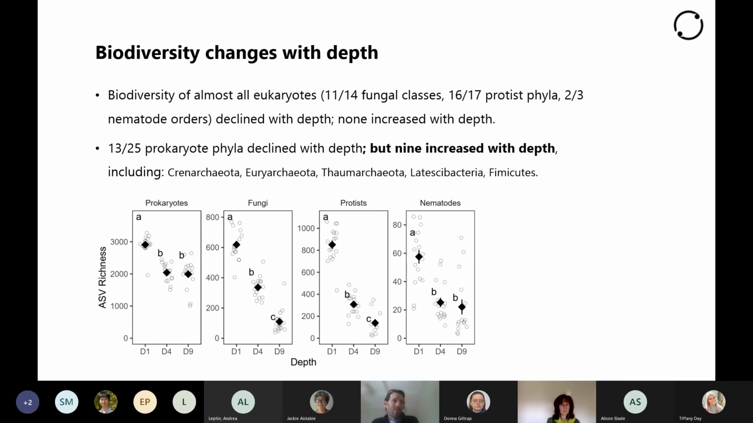We observed that overall, the richness of all groups declined substantially with increasing depth. When we looked at taxonomic subsets of each group, such as fungal classes, protist phyla, and nematode orders, again, almost all of those declined with depth and none of them increased with depth. In contrast, only 13 of 25 prokaryote phyla declined with depth, and then we had 9 that increased substantially with increasing depth, which included 3 groups of archaea, as well as this bacteria and Firmicutes.